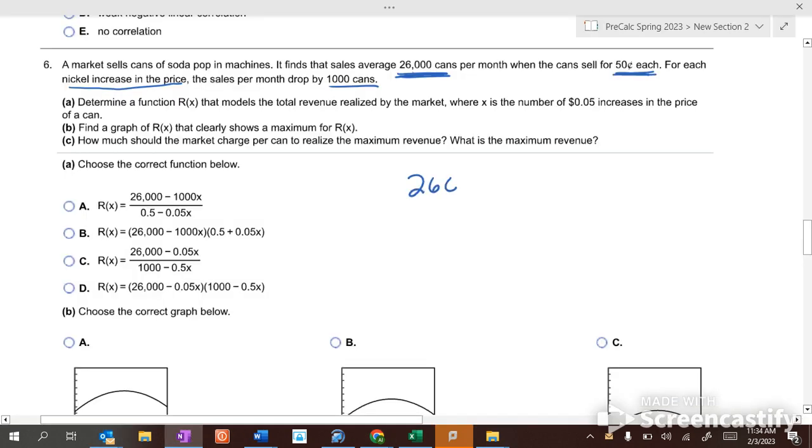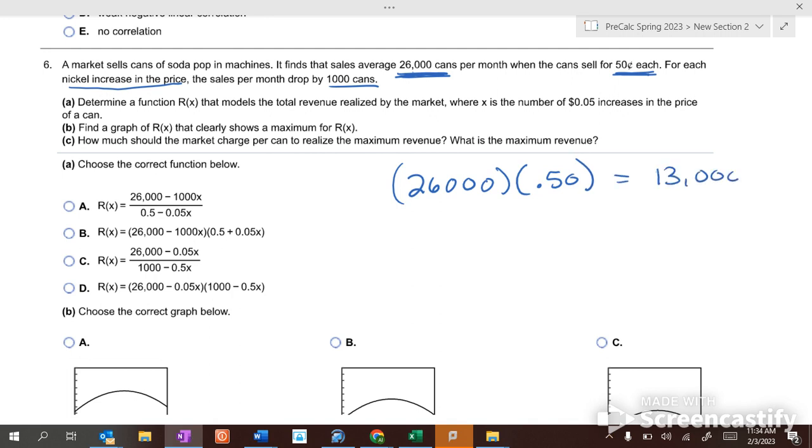So, at 26,000, they're making 50 cents a piece. Okay? So they're making basically $13,000. Now, if they increase the price by a nickel, so at 55 cents, they're only selling 25,000 cans. Somebody on your calculator, take 25,000 times 55 cents. So, even though they drop sales by 1,000, the nickel increase increases their profit.